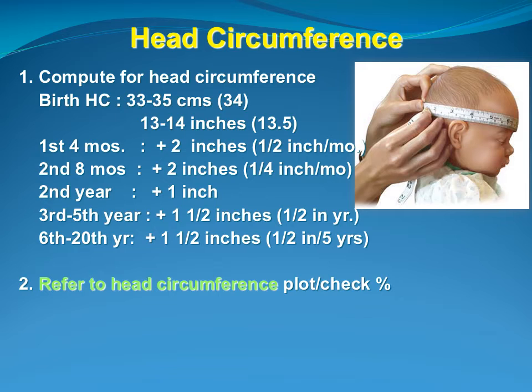Whereas in the second year, for the whole year, a total of 1 inch. From the 3rd to the 5th year, it's 1.5 inches or 1/2 inch per year. And from the 6th to the 20th year, it is 1/2 inch for every 5 years.